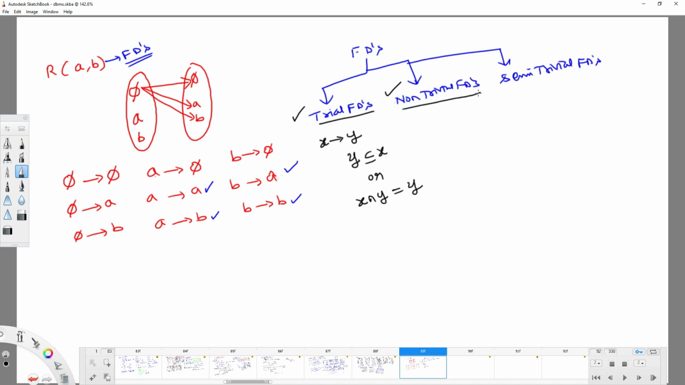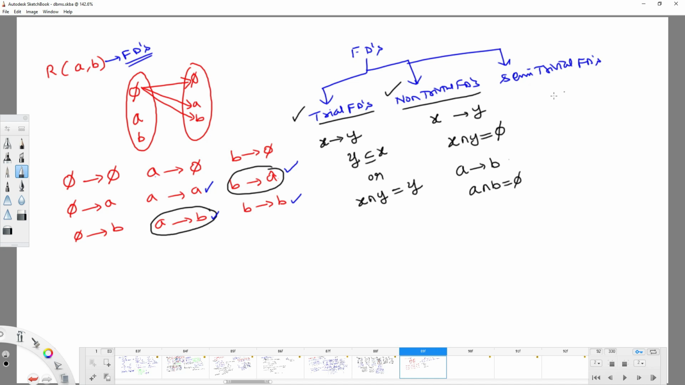What is the meaning of non-trivial? If I say that a functional dependency X determines Y, then X intersection Y should be phi, empty, right? Means if I am saying that A determines B, is it non-trivial or trivial? Non-trivial, because A intersection B is equal to phi. That's why we are going to concentrate only on this kind of functional dependencies.